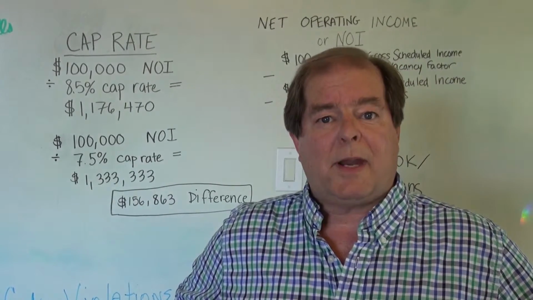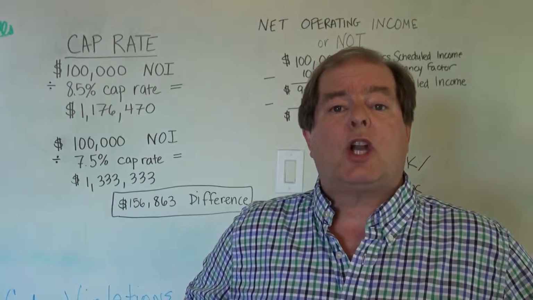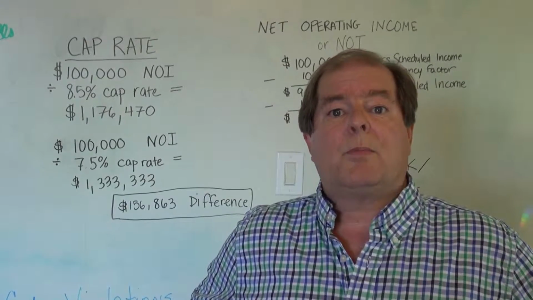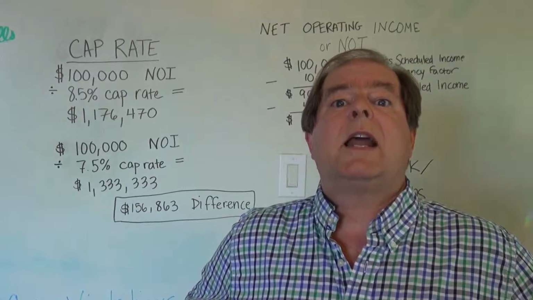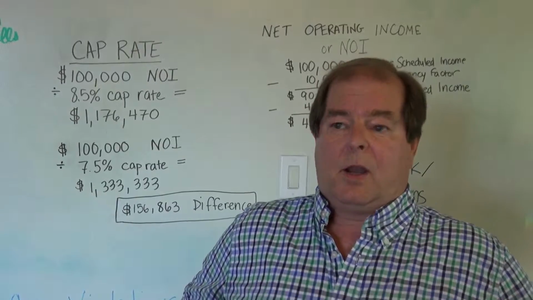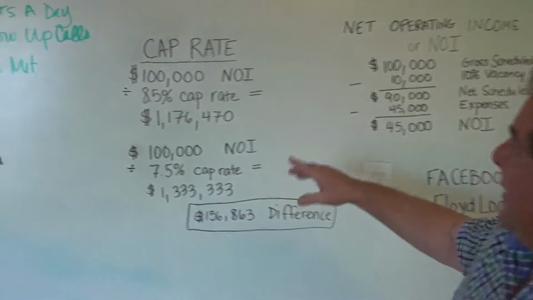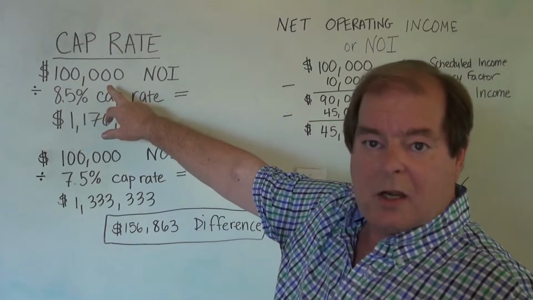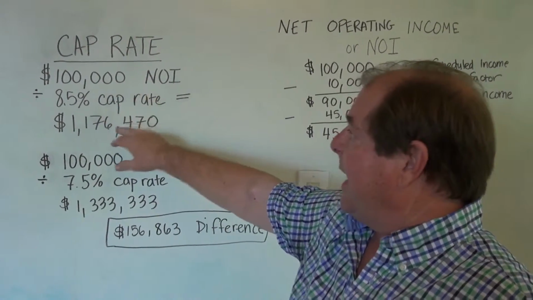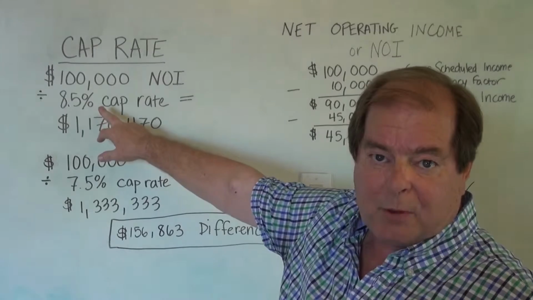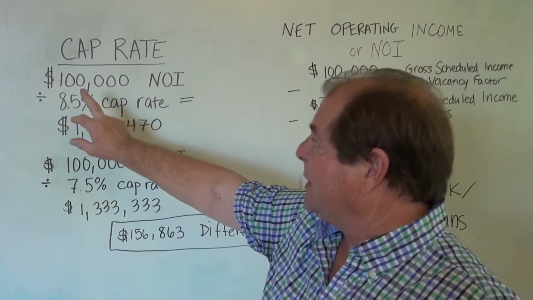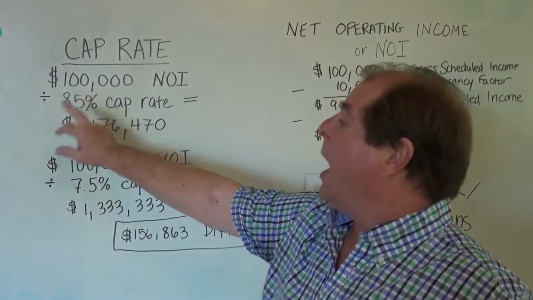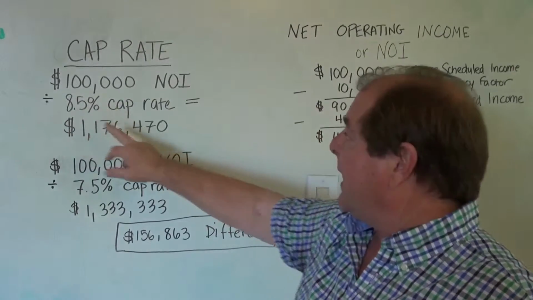Now, what is a cap rate? A cap rate is a cash-on-cash return on your investment as if you did not have a mortgage at all. Now come on over here and I'll give you an example of a cap rate, a nice easy one. If you have a $100,000 net operating income and you need an 8.5% cap rate, to find the value you would divide the net operating income by the cap rate. That gives you a value.